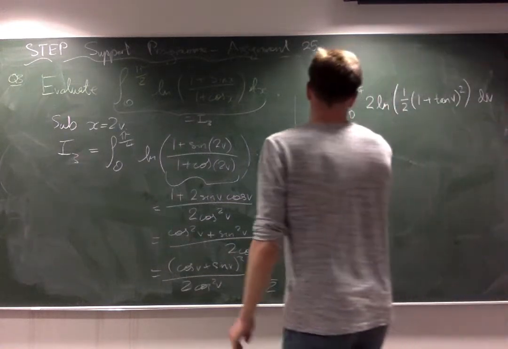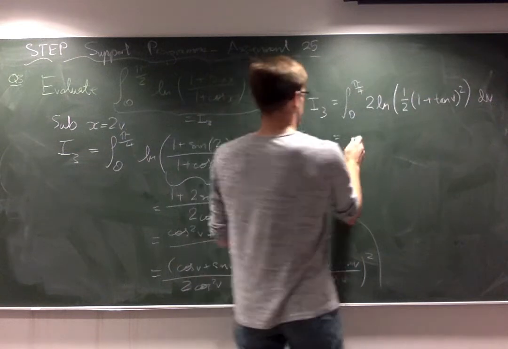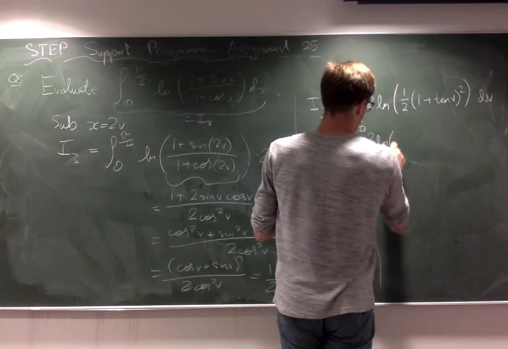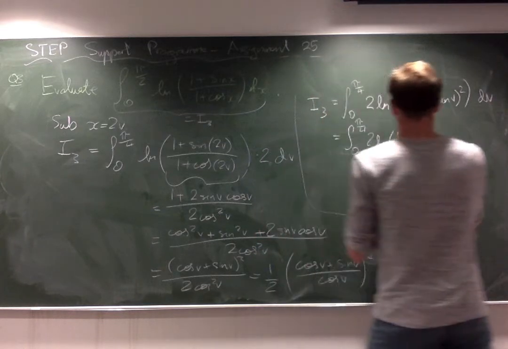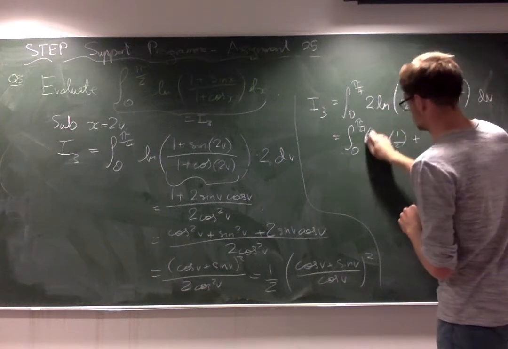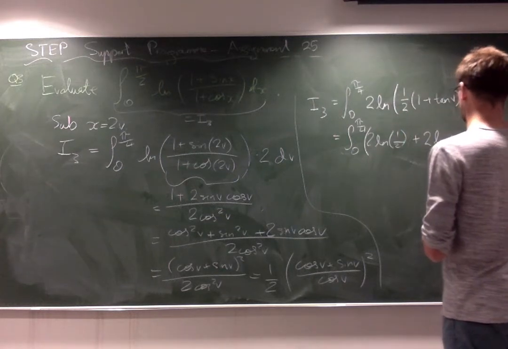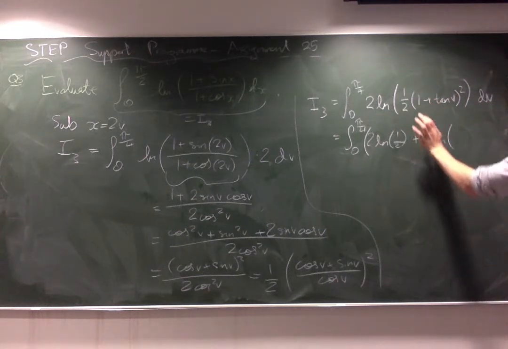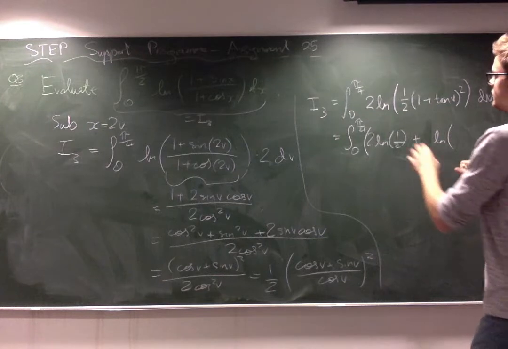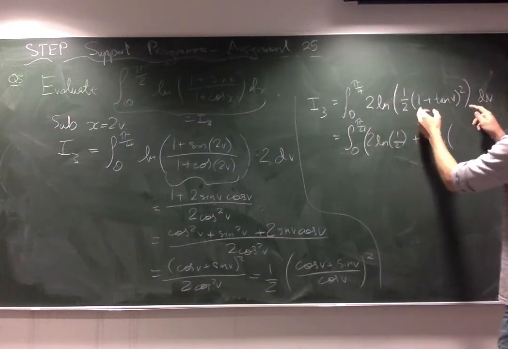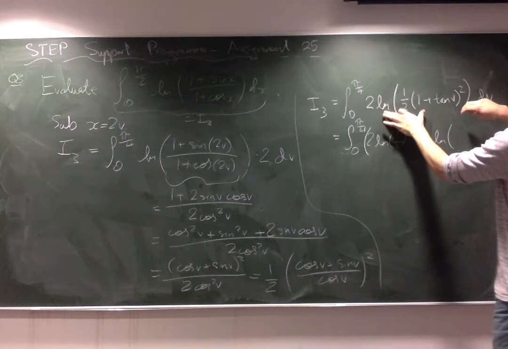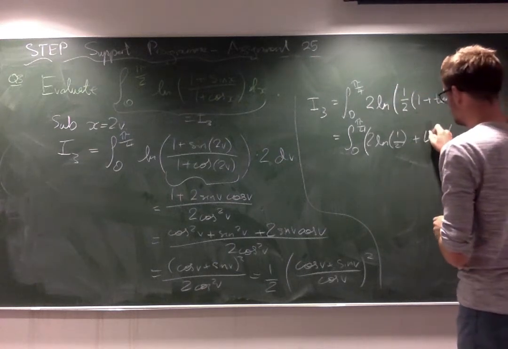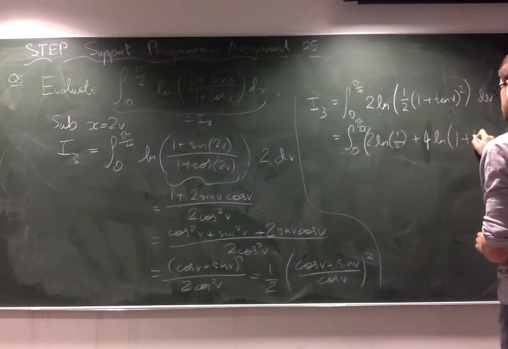So this next step requires no brain. It's just the integral from 0 to pi over 4 of 2 ln a half, plus 2 times the ln of this. But then the square comes out, so we're going to get a 4 here: 4 ln of 1 plus tan v.